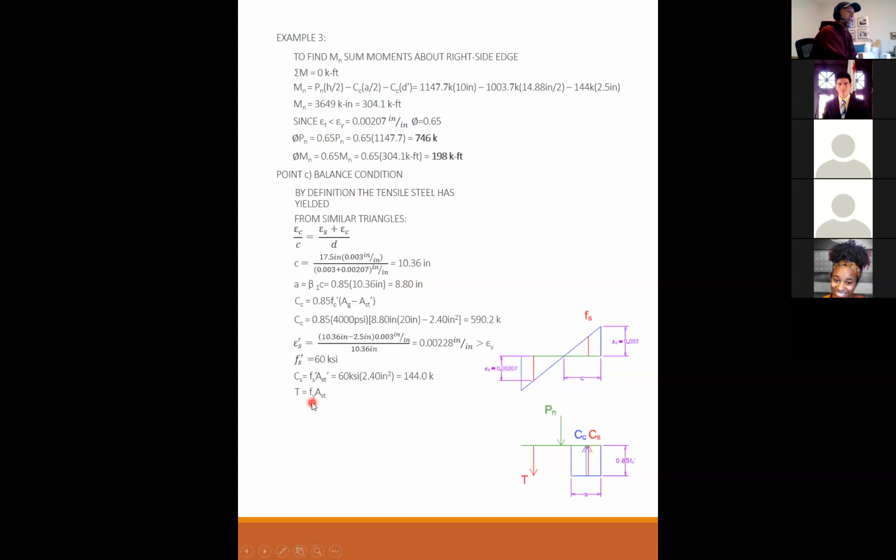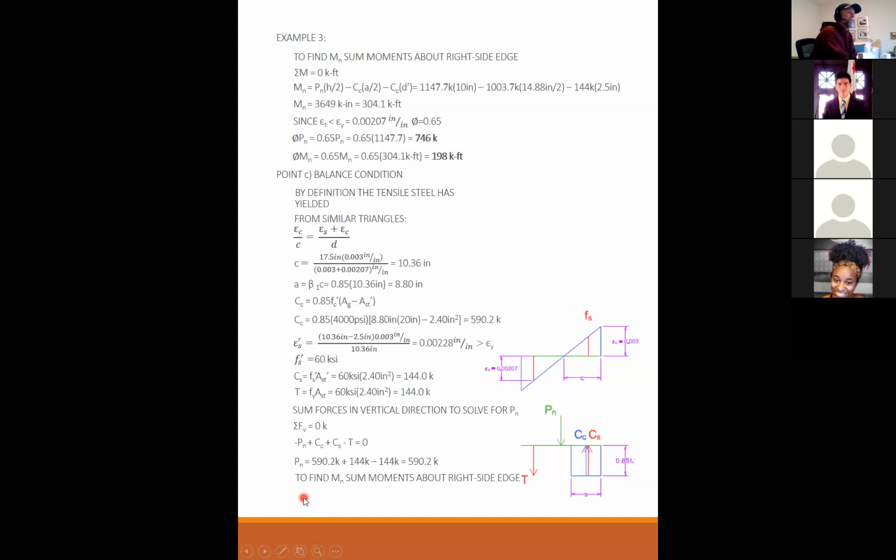T is the Fy AST. Now again, our definition is that the steel has just yielded. So that means that the tension steel is also 60 KSI times 2.4. It's also 144.0 kips. So now I have all the pieces. I have my tension, my compression in the concrete, my compression in the steel, and the only thing I need to solve for is PN. So PN is equal to 590.2 plus 144 minus 144 is 590.2.